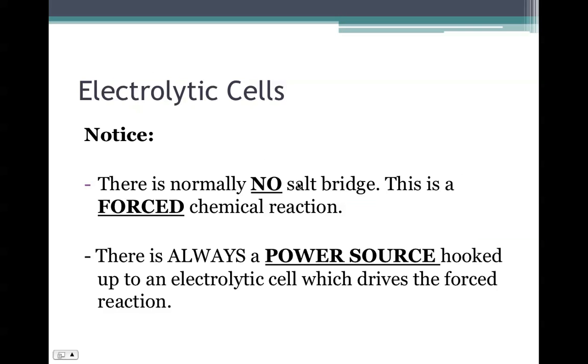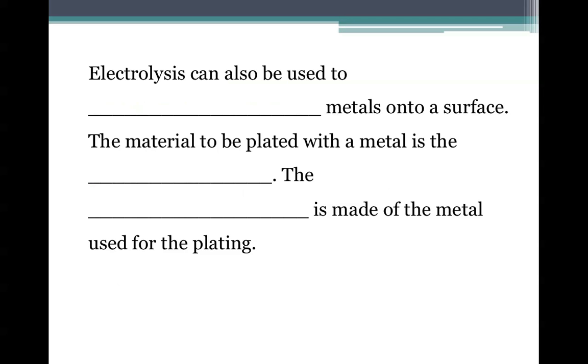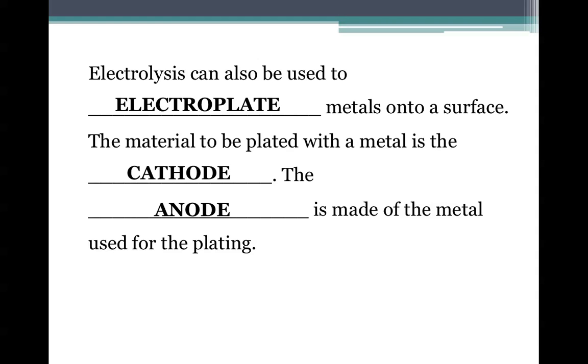Normally in voltaic cells, at least the ones that we work with and the diagrams we will work with, we don't usually have a salt bridge. We're also though forcing a chemical reaction, so this is always going to contain a power source to force the flow of electrons. Electrolysis can also be used to electroplate metals onto a surface. The material that is going to be plated, whether it's a piece of silverware or a piece of jewelry, is always going to be our cathode, so that we have a buildup of new material. The anode is always going to be made up of the metal that we want to use for plating.